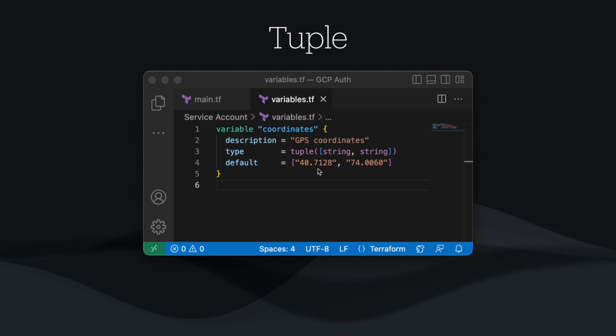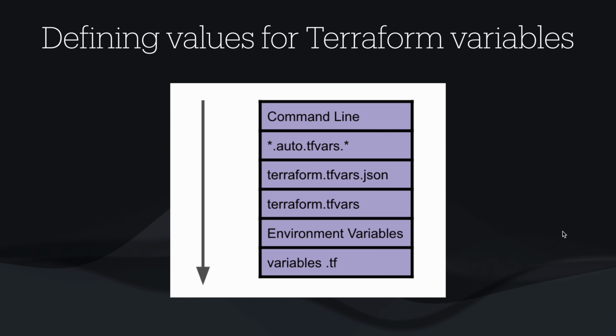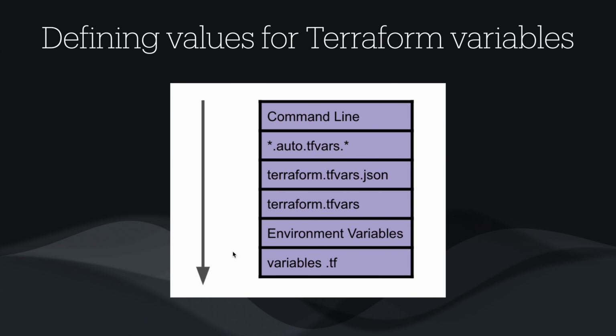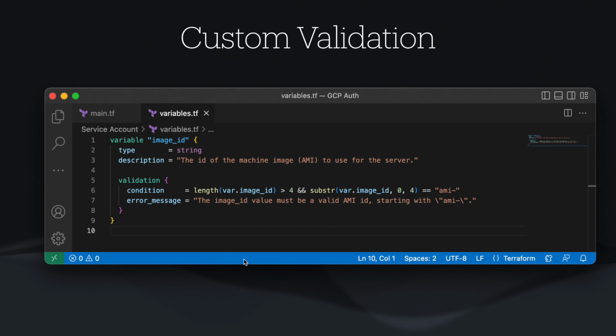So far we've seen how to declare the variables themselves, but now we'll take a look at the different ways of declaring the values for the variables. These are the different ways in which you can define the values, and they are in the order of decreasing precedence. What that means is, if you declare a value for a variable from the command line and you declare a value for this same variable through an environment variable, the command line will take precedence over the environment variable.